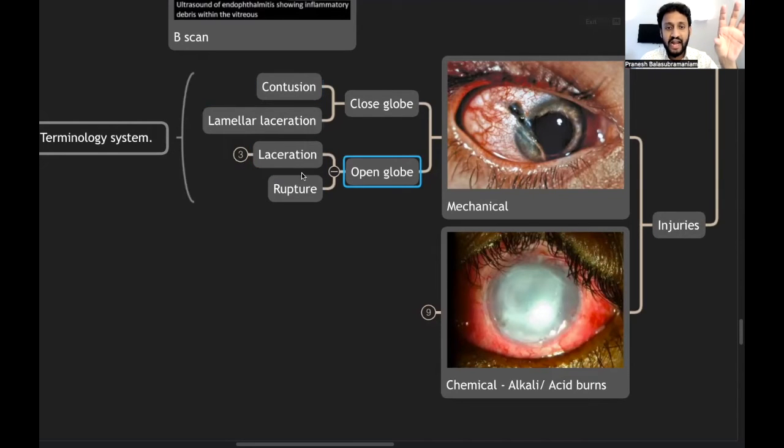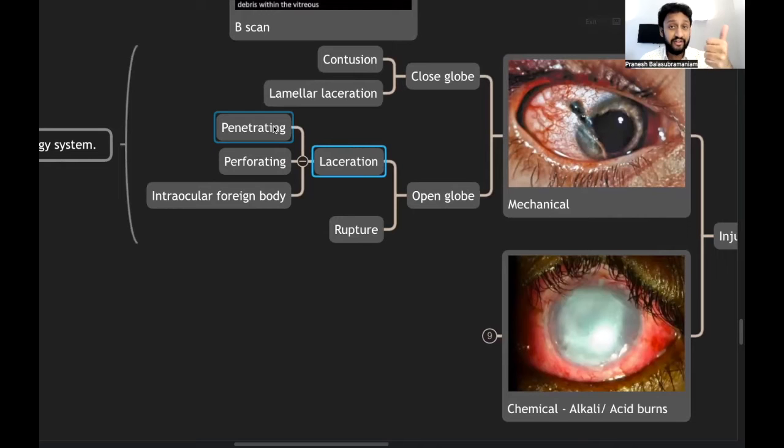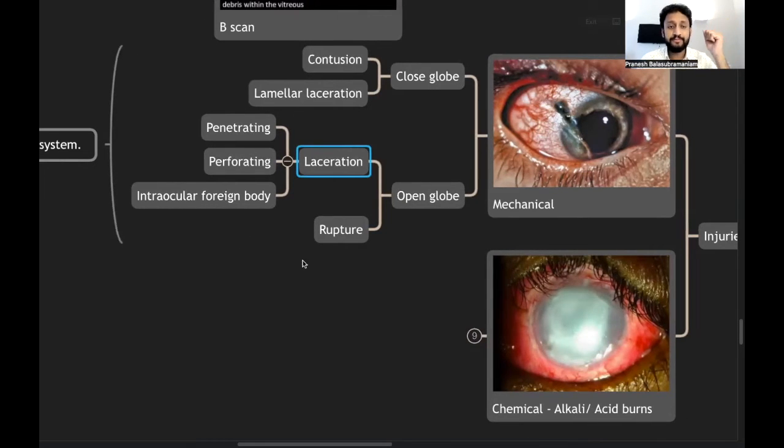A contusion and rupture are basically caused because of a blunt injury. The others can be caused because of penetrating trauma. Laceration can again be classified into penetrating injury, perforating injury, or intraocular foreign body. All right. So these three are going to be very important as far as laceration is concerned. Now that's with the mechanical trauma.